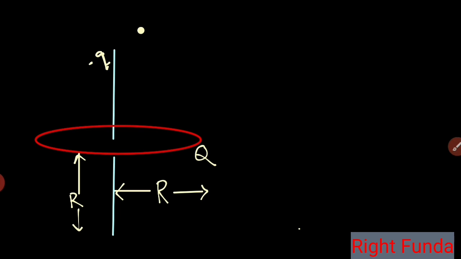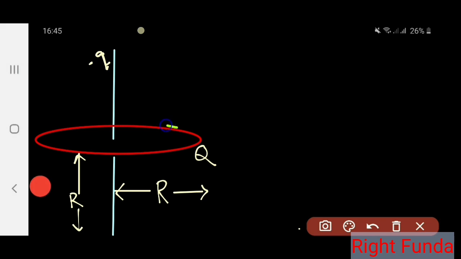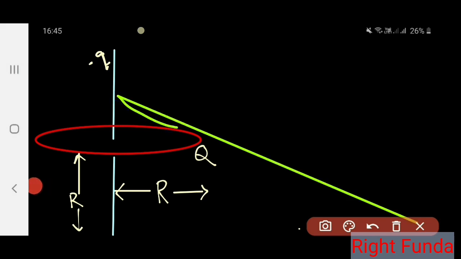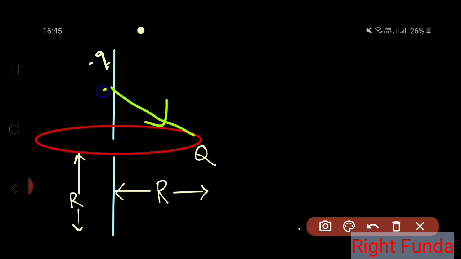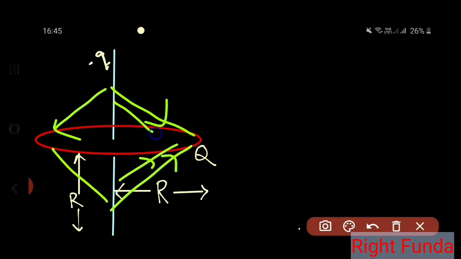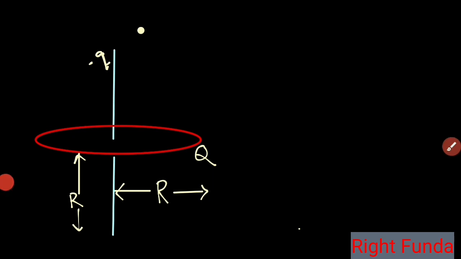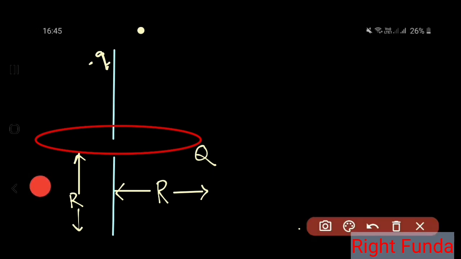The length of the rod is 2r, and this rod is symmetrically placed. As the rod is symmetrically placed, everywhere on this rod the ring will be attracting it. This side will be attracted like this, this also will be attracted like this, so every point will be attracted like this. So the net force on the rod is equal to 0. But if it is slightly disturbed, then the net force may not be equal to 0.